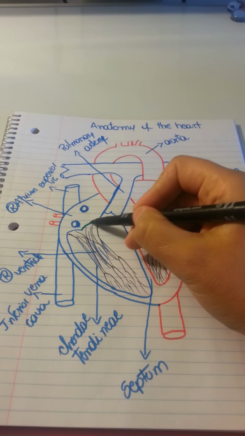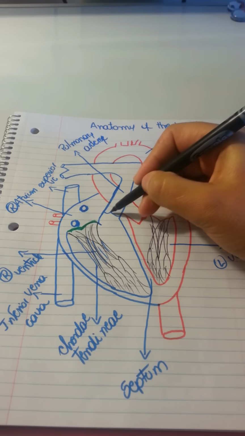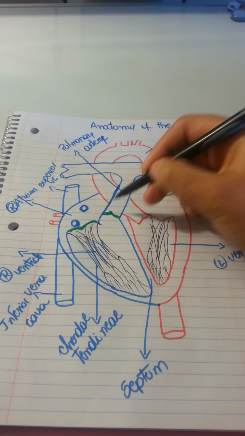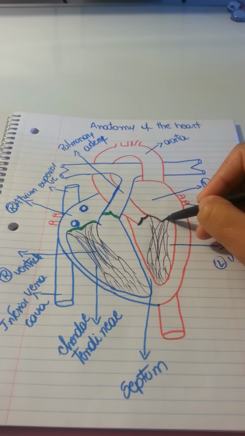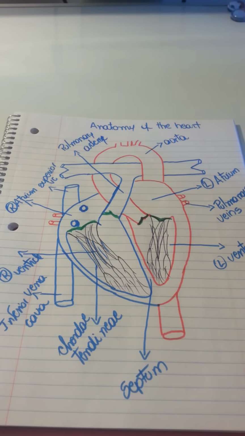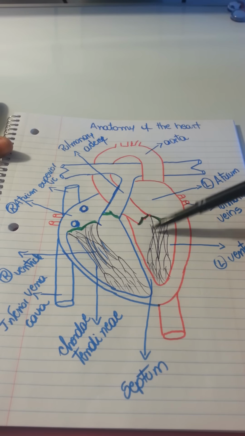So let's see. Here's one valve. Here's another. We have 4 of them. Here is another. And the last one right here. Well, there's 2 valves right here.